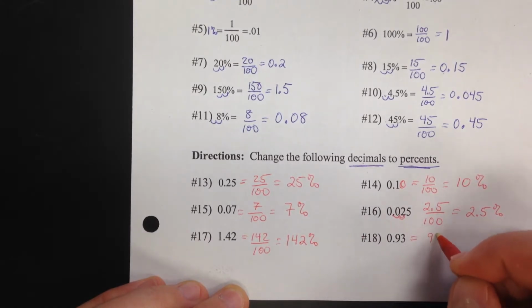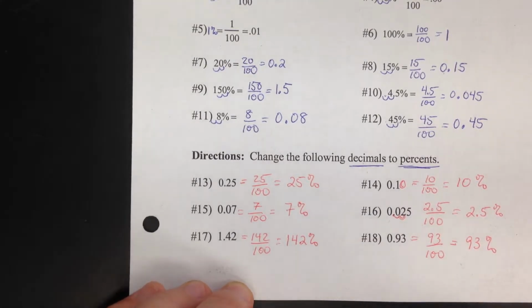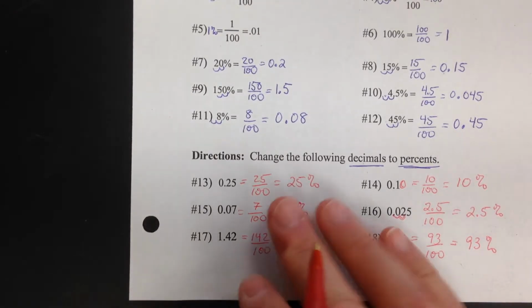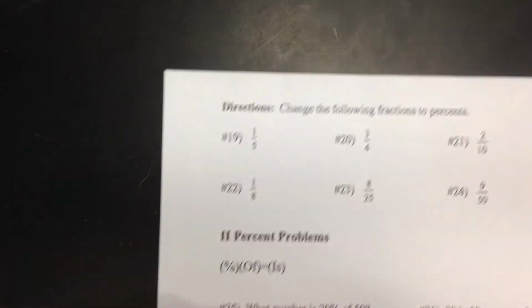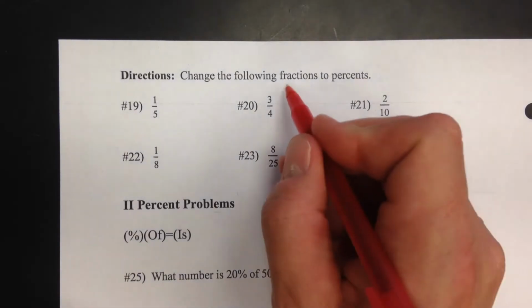0.93 is 93 over 100, which is 93%. Okay, so that's the front right there. Let me flip it onto the back. So now let's change the following fractions to percents. We're going to take each fraction and convert that to a percent.